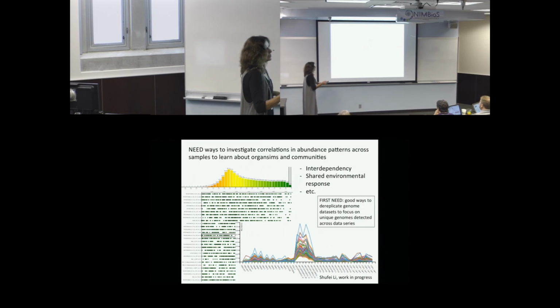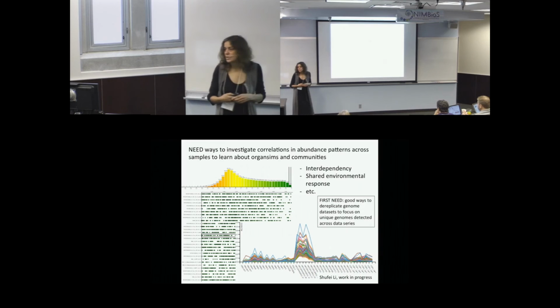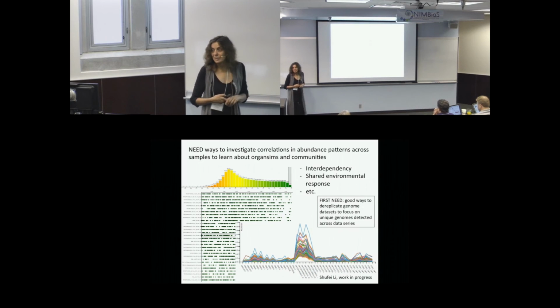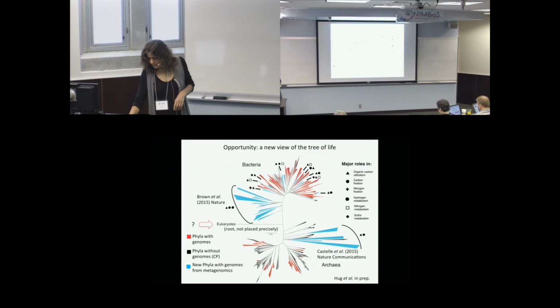And of course, the first thing we need to do, if we've got data series, sample series across a watershed, for example, is to be able to dereplicate the genomes, and that's proven to be an interesting problem in and of itself. But ultimately, this is what we want to find: who tracks with whom and why. And I really think this is pretty much my last slide.